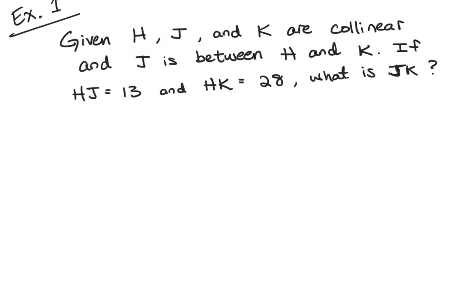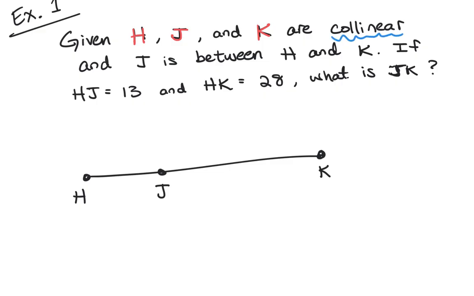Our first example has a bunch of words. It says H, J, and K. So I see the capital letters. That tells me that point H, point J, and point K are collinear. So I'm going to draw that segment where H, J, and K are collinear, and J needs to be somewhere between the two. So we'll put J between, and H and K will be the endpoints. It said they were collinear, and remember, collinear means they're on the line together.